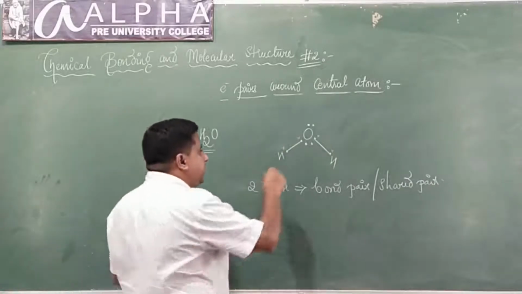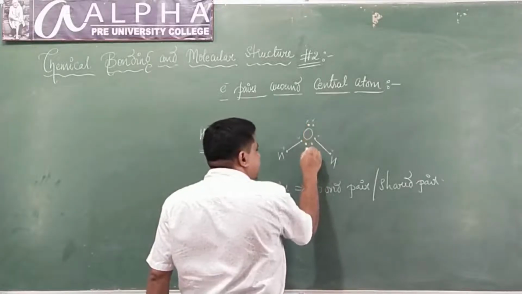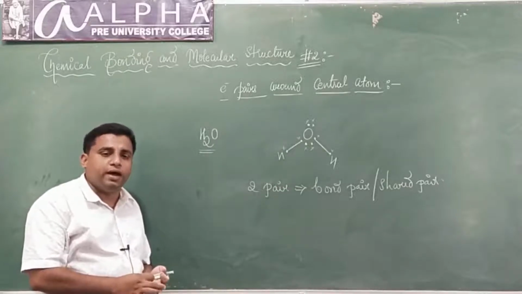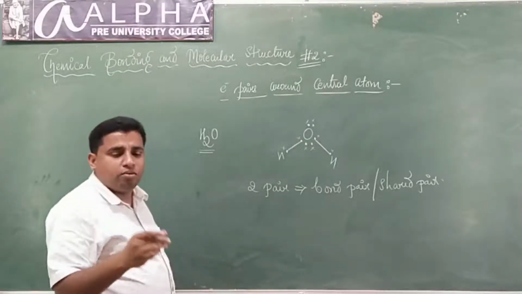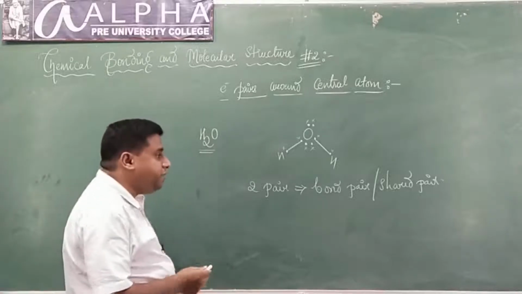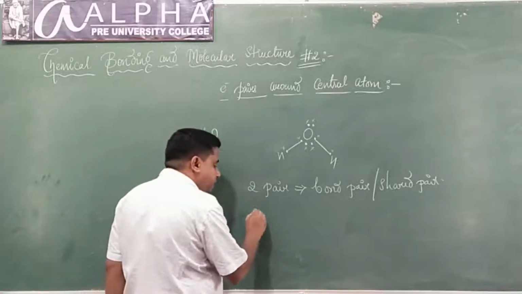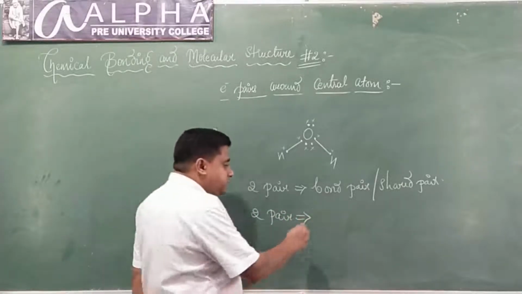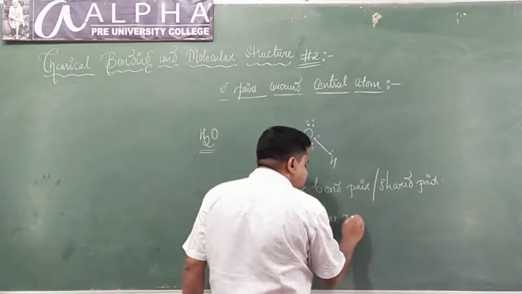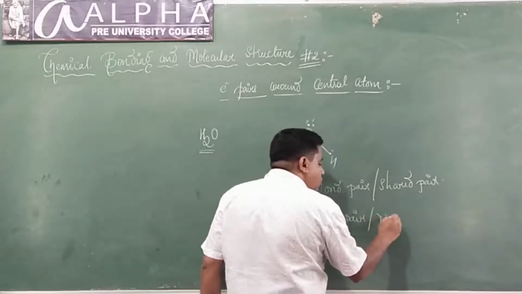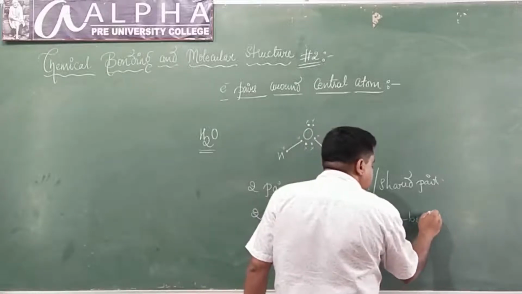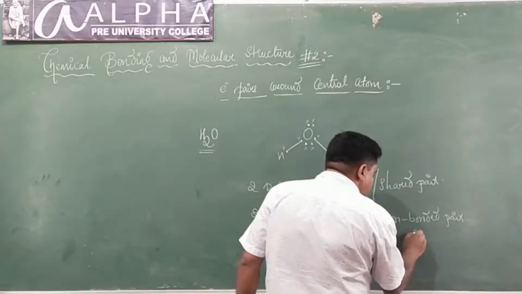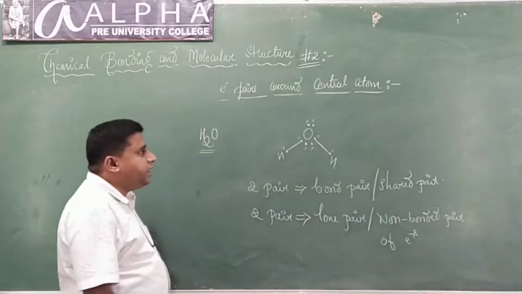Whereas the remaining four electrons, this electron, this and this, are not involved in any bond formation. Again, 4 electrons means 2 pairs. Those electrons are called lone pairs or non-bonded pairs of electrons.